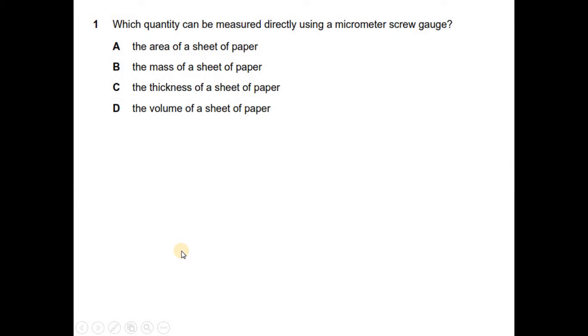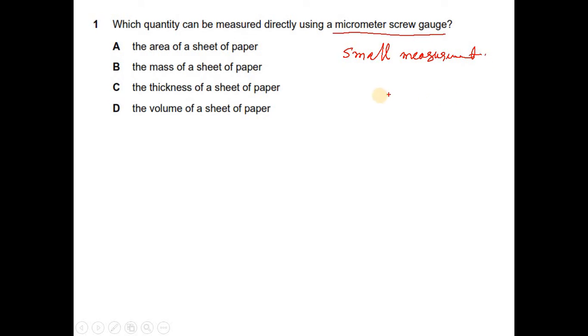Question number 1. Which quantity can be measured directly using a micrometer screw gauge? So remember, a micrometer screw gauge is used for a very small measurement.